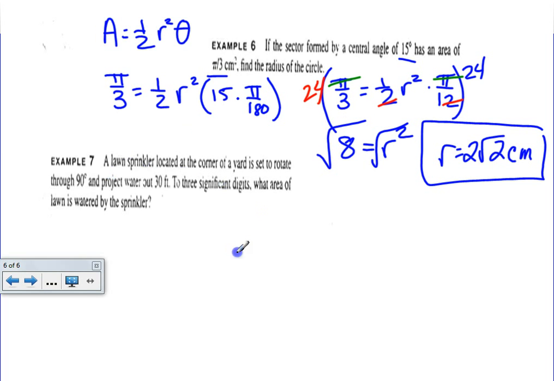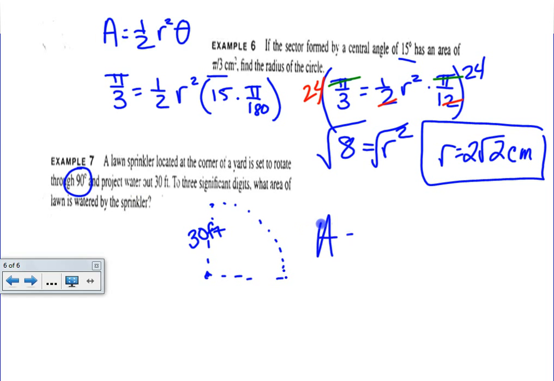So, a lawn sprinkler located at the corner of a yard rotates 90 degrees. So if there's your sprinkler, it's going to rotate 90 degrees, and it's going to cover this whole sector with water. And it projects out 30 feet. So that looks like our radius. And remember, theta has to be in radians.